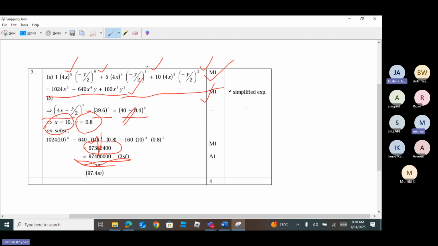Yes. Anybody want clarity before we attempt our final question? Mumbia, I can see your hand is up. Yes. Up there, where we came to a conclusion of putting 40 minus 0.4, what is the reason for putting 0.4?